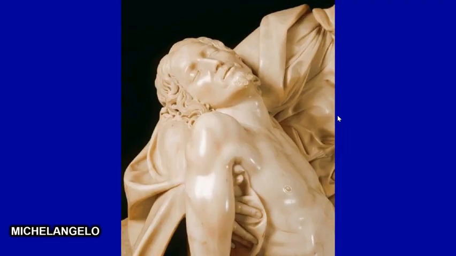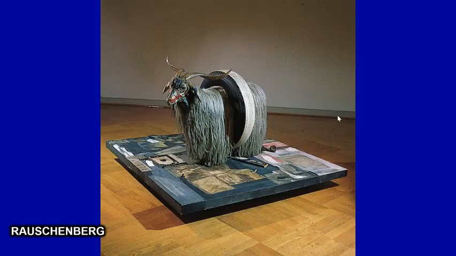And if you get a close up of Michelangelo's Pietà, you can see the very smooth texture on the skin. And then there's the actual texture of the monogram by Rauschenberg. It's a taxidermied goat that has actual rough hair texture. There's the texture on the horns.